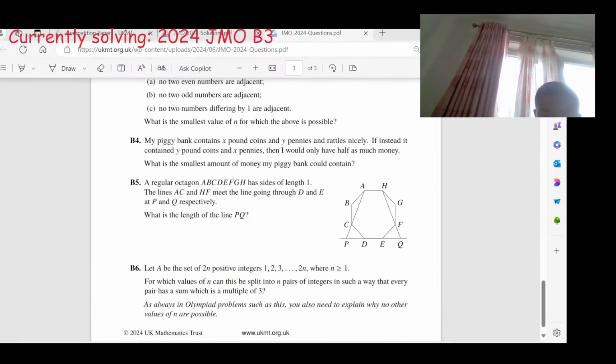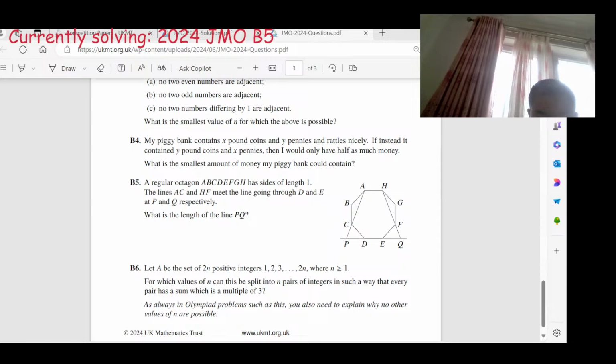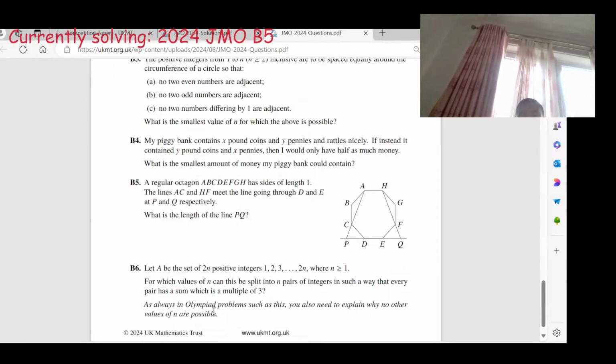Okay, we've done B3 and B4. I can't even be asked to explain why B4 is B4. Just like use some algebra. They need to make the okay, never mind.